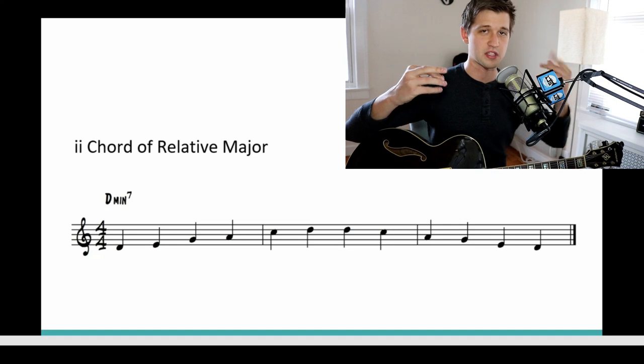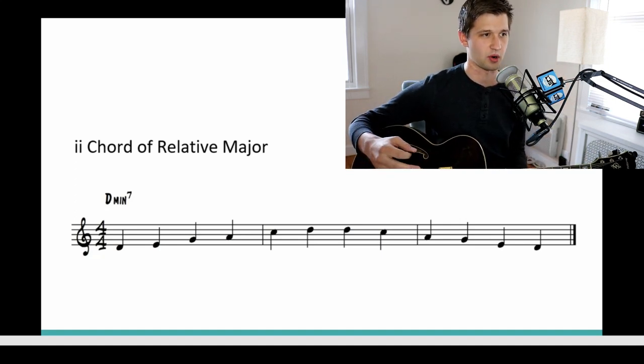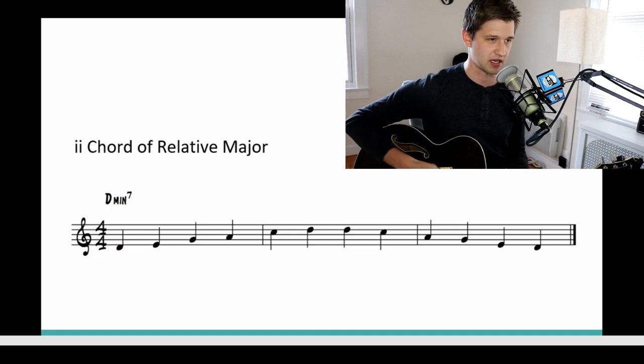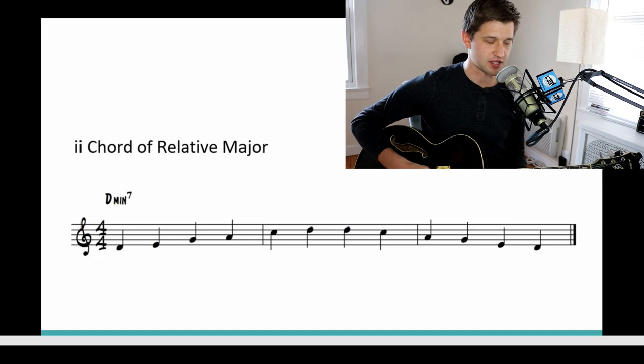What's the two chord of C major? It's D minor, right? So this is a D minor seventh chord. And we're just going to start our A minor scale on the D, right? So, all right, but listen to this sound.